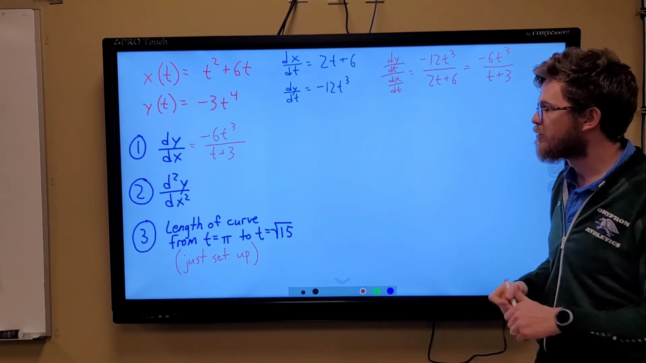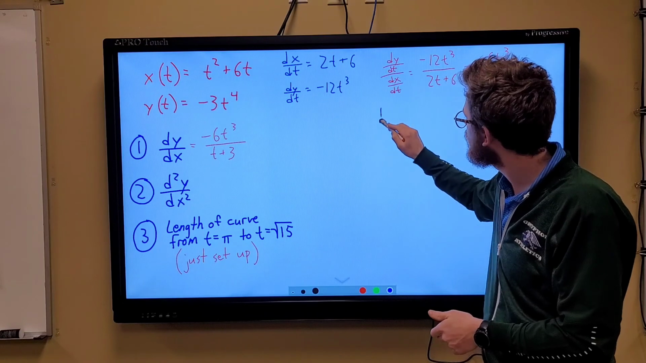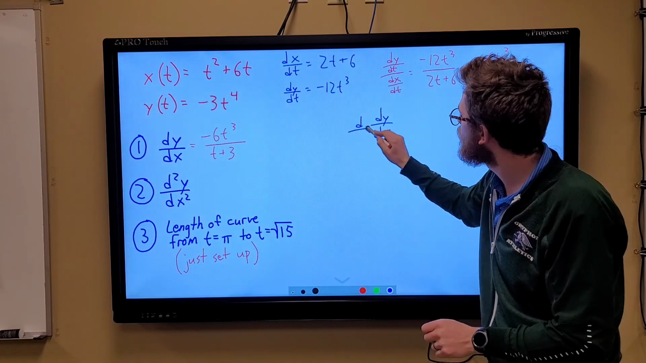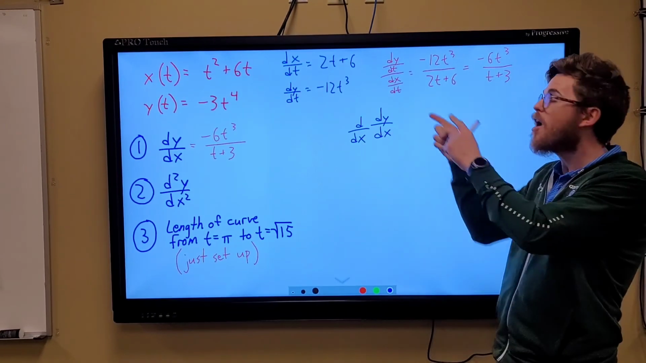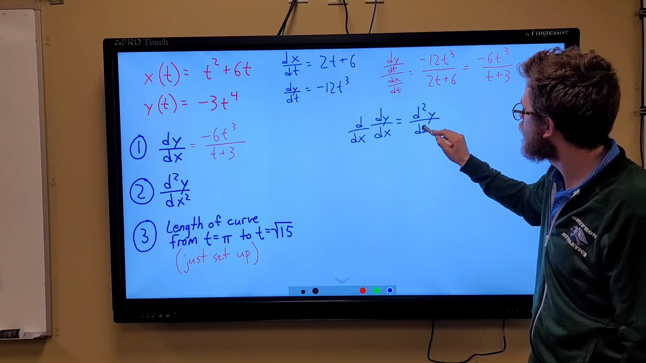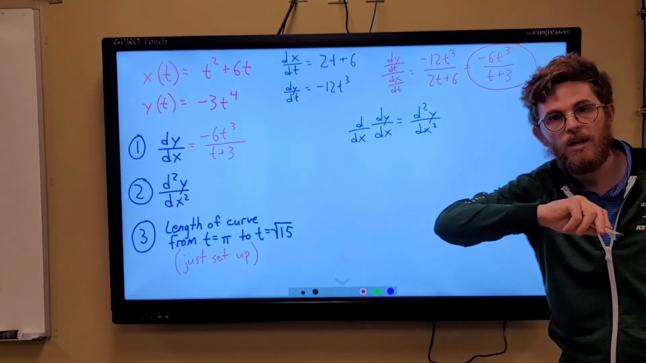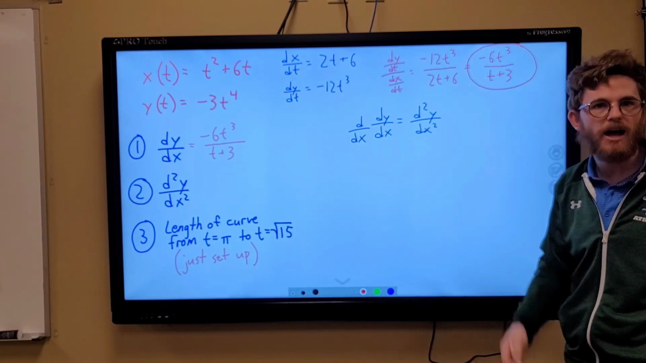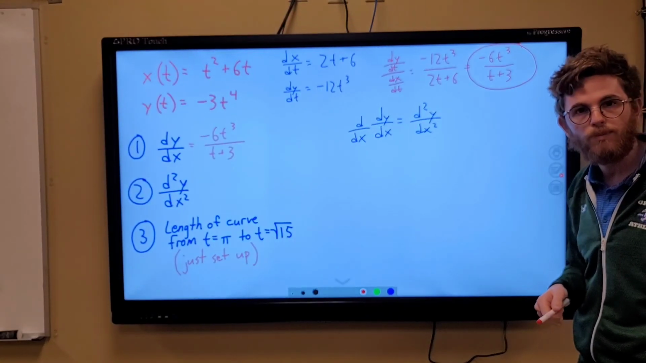Now the second derivative, and remember we just found dy over dx, and we are applying another derivative to that. We're taking the derivative with respect to x of dy over dx. That's what's getting us this notation right here. So we're going to take our first derivative, and we are going to take the derivative of that with respect to x. So we've got a big quotient rule.